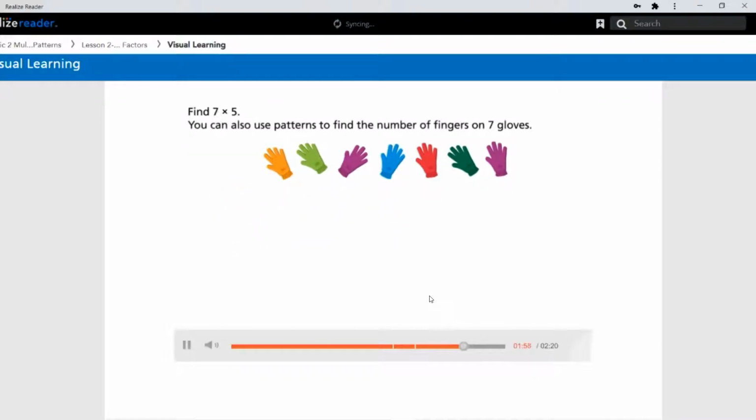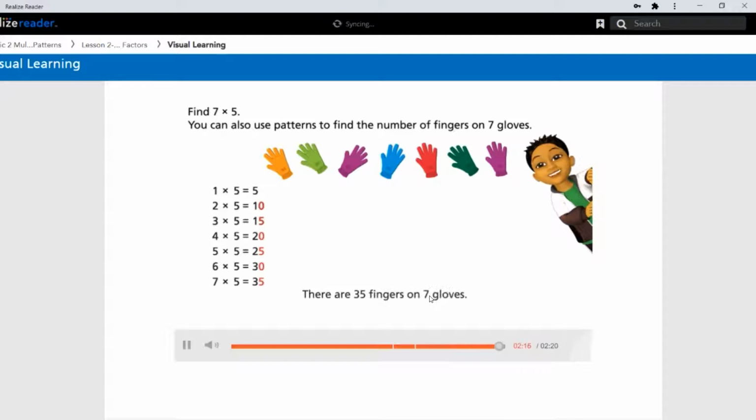You can also use patterns to find the number of fingers on 7 gloves. 1 times 5 equals 5. 2 times 5 equals 10. 3 times 5 equals 15. 7 times 5 equals 35. There are 35 fingers on 7 gloves.